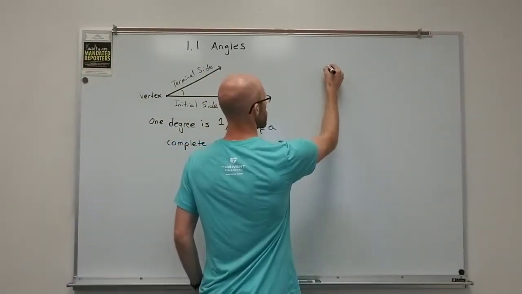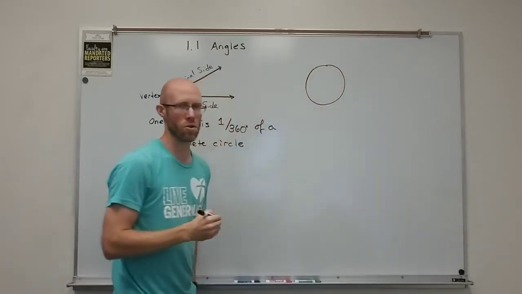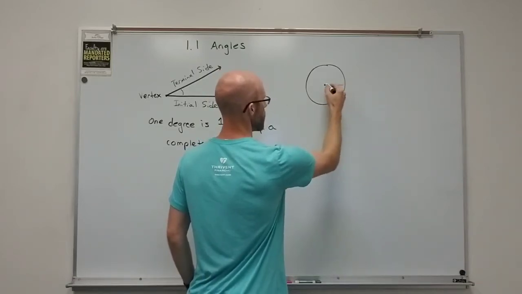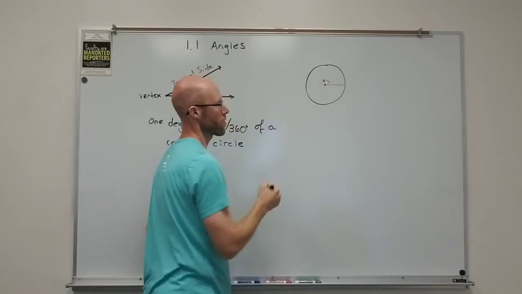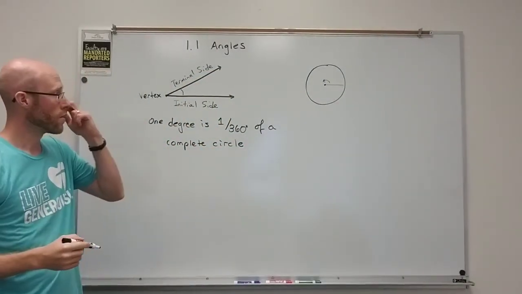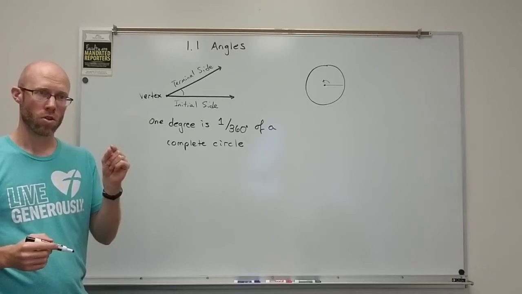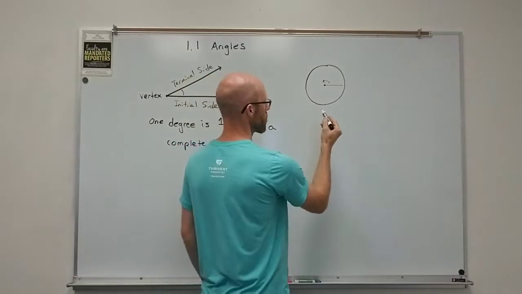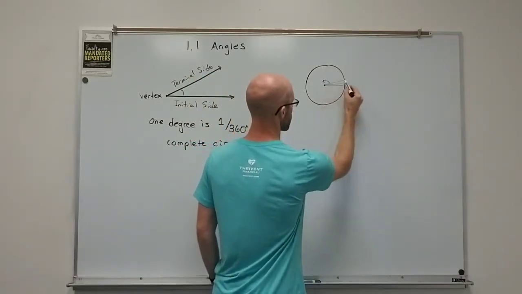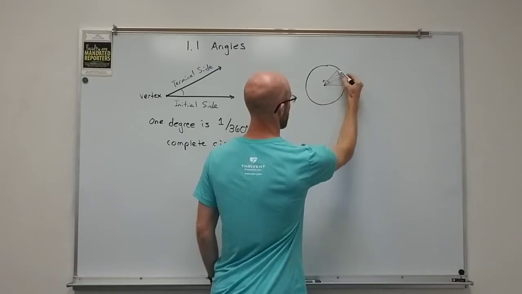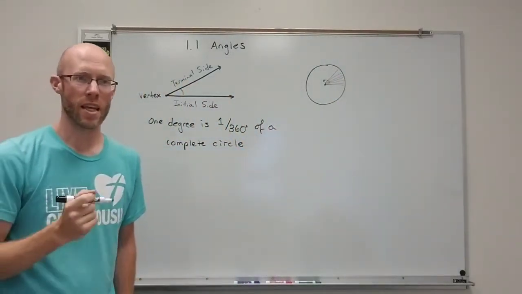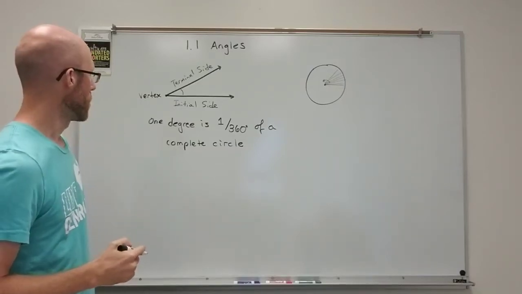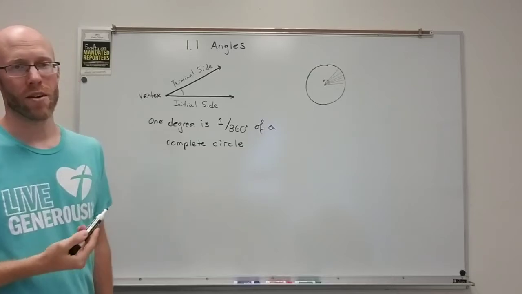Imagine or consider a complete circle where the angles open from the center all the way around the circle. If you were to cut this into 360 equal parts, you would get 1 degree. So 360 equal little parts like this. Each one of them would measure 1 degree. So that's a definition of a degree.